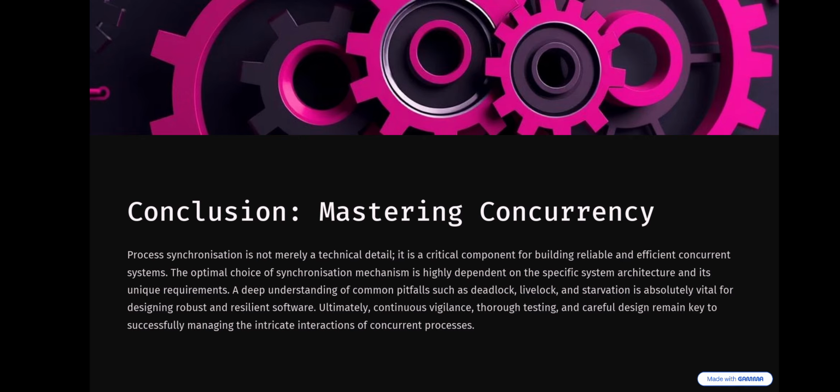Mastering concurrency and process synchronization is not merely a technical detail, it is a critical component for building reliable and efficient concurrent systems. The optimal choice of synchronization mechanism is highly dependent on the specific system architecture and its unique requirements. A deep understanding of common pitfalls such as deadlock, livelock, and starvation is absolutely vital for designing robust and resilient software. Ultimately, continuous vigilance through testing and careful design remain key to successfully managing the intricate interaction of concurrent processes.